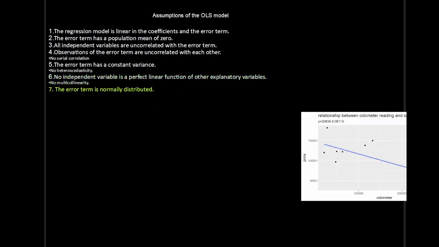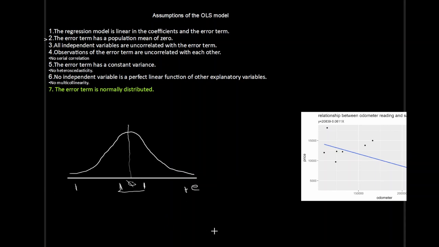Finally, our last assumption of our OLS model is that the error term is normally distributed. That is, if you were to take a look at the errors, they're going to be normally distributed all the way through, centered around zero. So if we were to take a look at all of the errors, here we go, there's our errors. They're going to be like this. Earlier, we said in number two, the error term has a population mean of zero, so we'd expect most of our errors to be pretty close to zero, with only a few being really far away. And again, it's because our whole OLS model is minimizing the sum of squared errors.